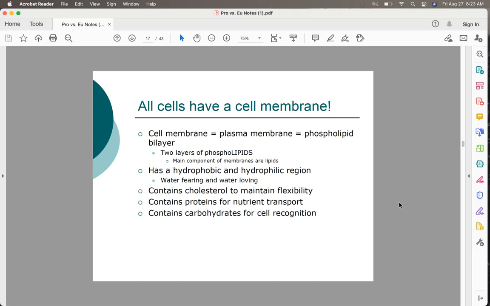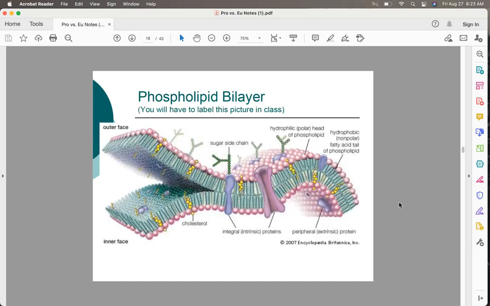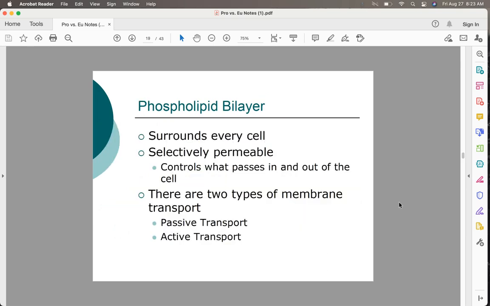This is how cells can start off. It's a start of cell communication, how cells can identify one another. This is an image of the phospholipid bilayer, an image of the cell membrane. This is a cross section of it. As you can see, there's a lot going on here, but this is common in every single cell. They all have phospholipid bilayers, whether it's eukaryotic or prokaryotic. So it surrounds every single cell. It's selectively permeable, which means that it controls what comes in and what goes out. And there are 2 main types of transport called passive and active that we're going to get into, like I said, in our next unit.